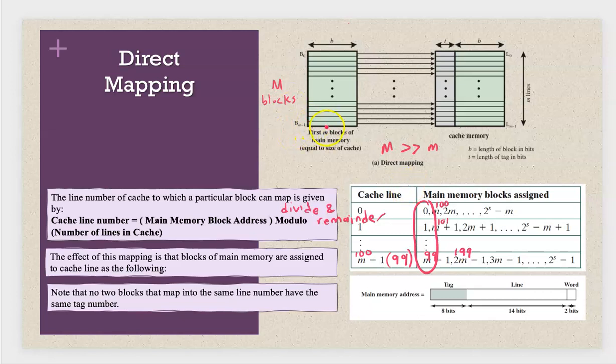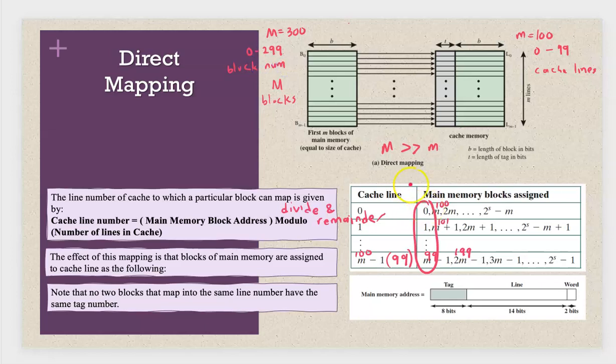Remember that we have 100 cache lines. Therefore, our maximum cache line number is going to be 99. And for the main memory blocks, let's say we have around 300. So capital M is going to be 300, and your small m is going to be 100. Your cache lines go from 0 to 99, and your memory blocks go from 0 to 299. These are your block numbers, and these are your cache lines.